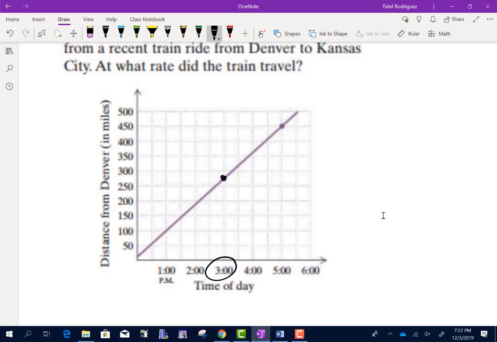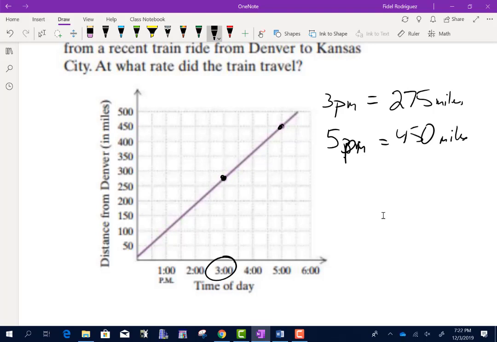So this looks like it's at 3 o'clock, right? So at 3 p.m., what mile would they be at? If this is 250 and that's 300, what's going to be right in the middle? 275 miles, right? And then this one here, this looks like that's 5 p.m. They're at 450 miles.